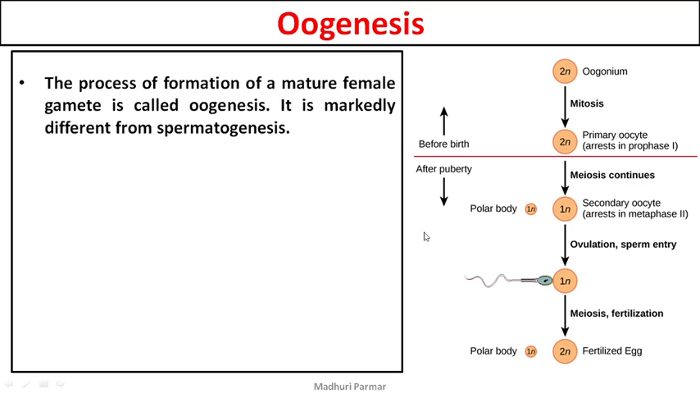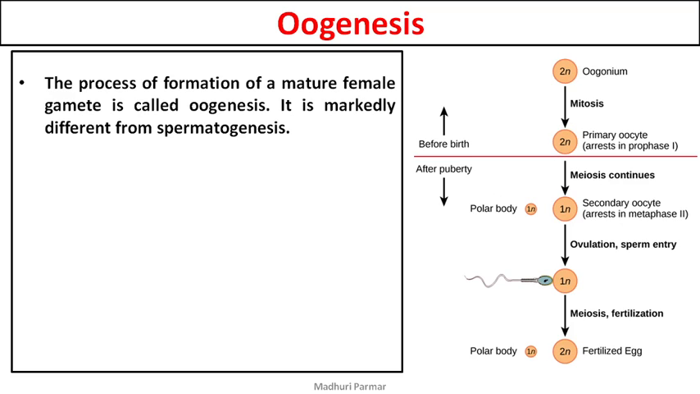Now, coming to the gametogenesis portion of the female reproductive system. As we have seen spermatogenesis, in the case of the female reproductive system there is oogenesis. The process of formation of a mature female gamete is called oogenesis. When you make a mature female gamete, the whole process of formation of that is known as oogenesis.